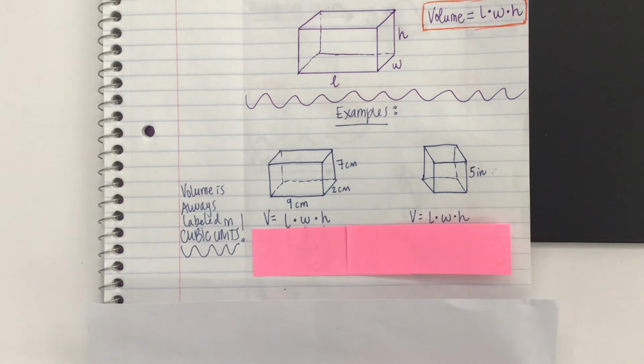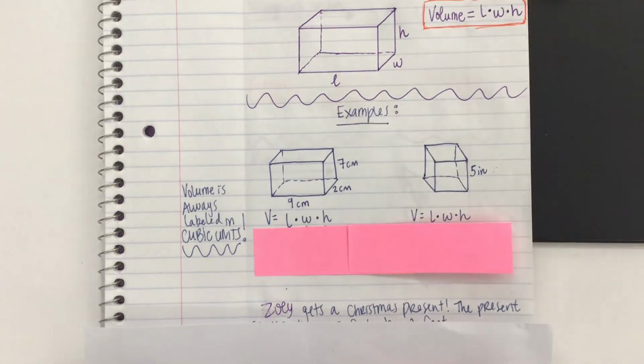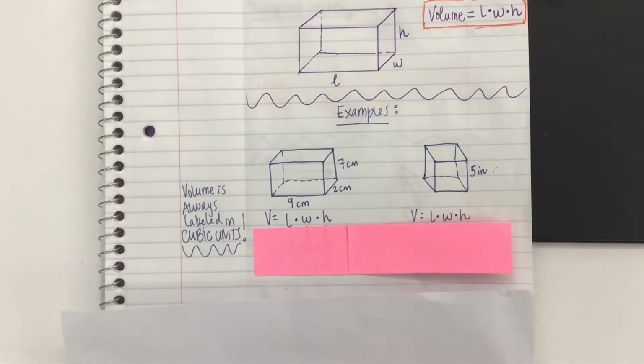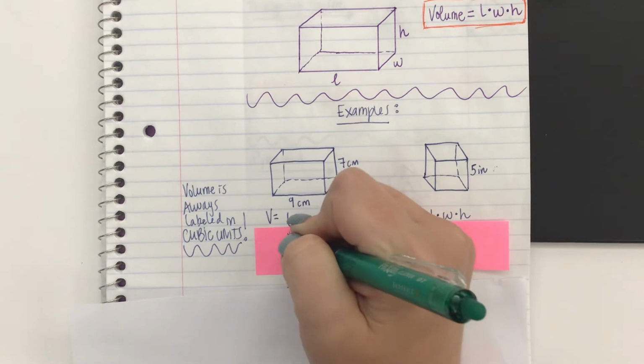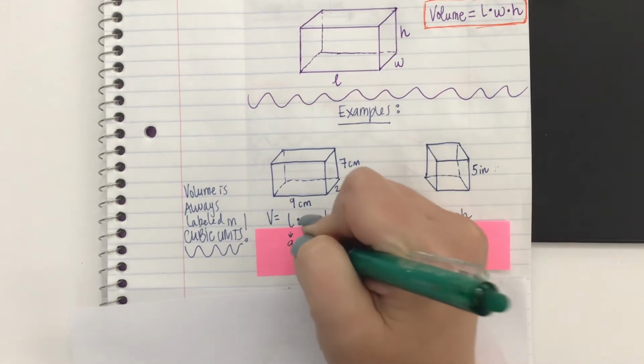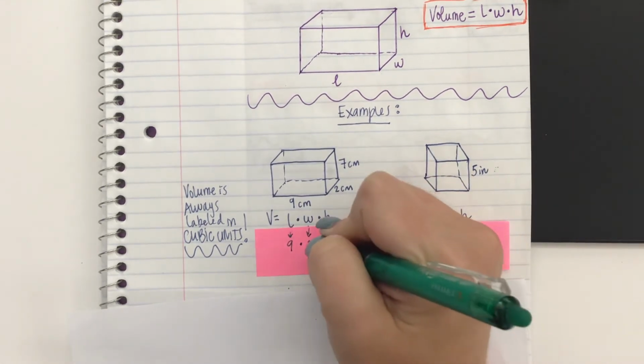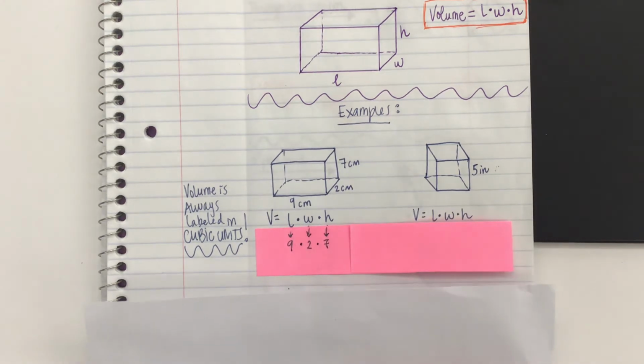So again, here's a rectangular prism, our volume formula, which I always write down before I do the problem so that I know what numbers to plug in where. Again, our volume formula is length times width times height. I know my length is 9, so I'm going to plug that in. I know my width is 2, so I'm going to plug that in. And I know my height is 7, so I'm going to plug that in.